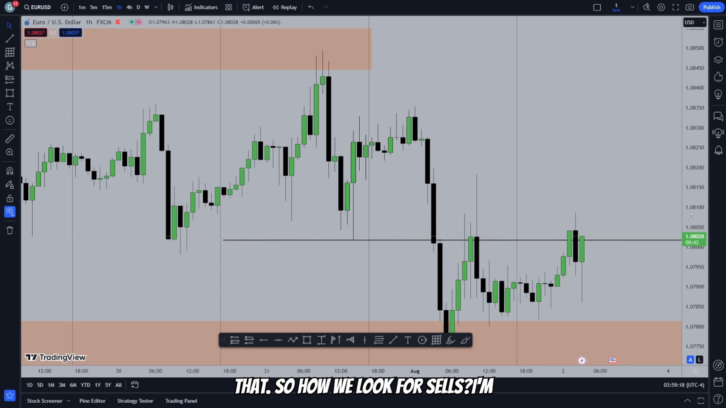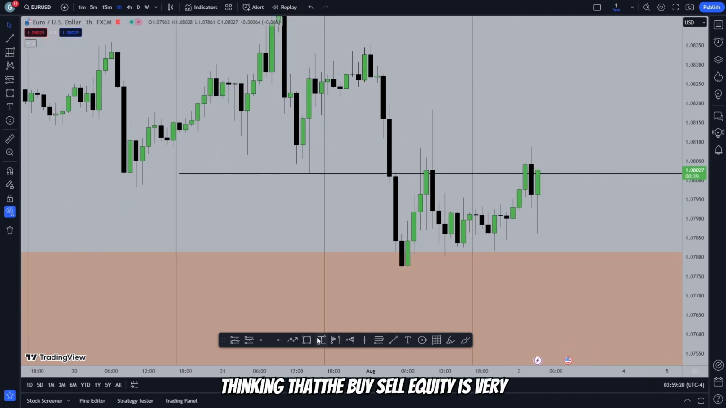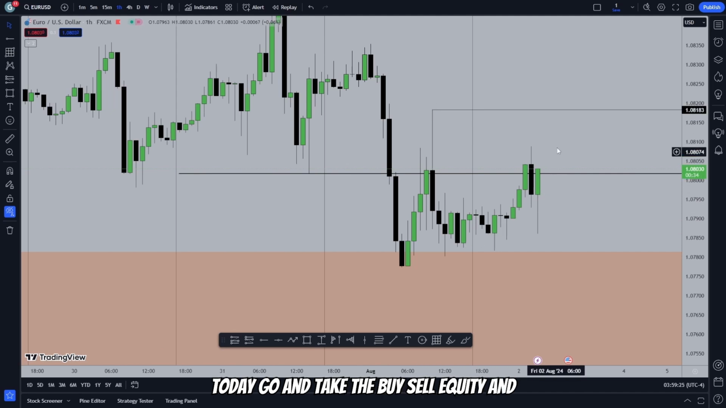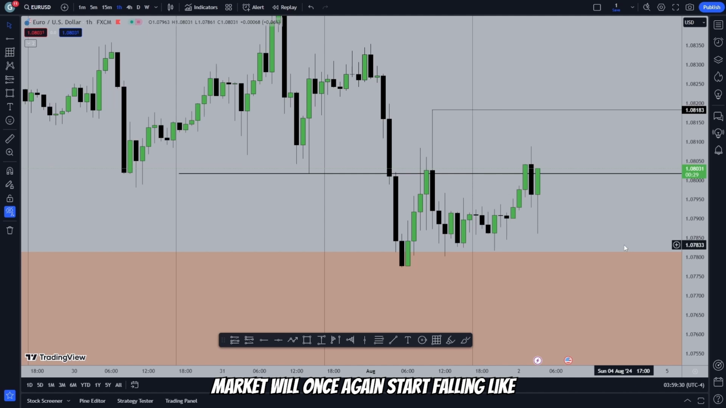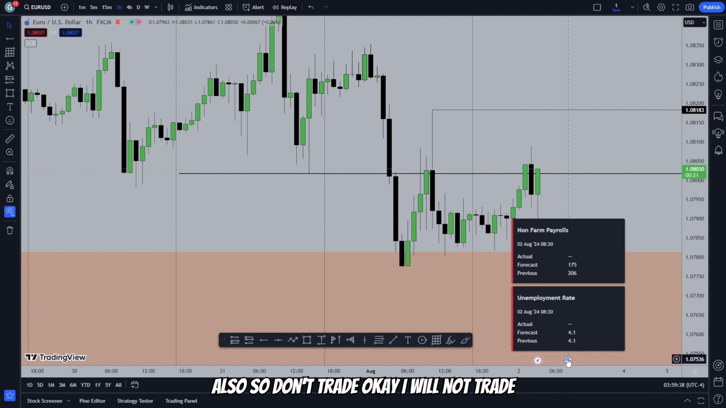So how will we look for sells? I'm thinking that the sell side liquidity is very far away, so I think price will go and take the sell side liquidity, and the market will close, and on Monday the market will once again start falling. Like this is what will happen in my opinion. And there's some non-farm payroll news also, so don't trade. I will not trade because this is big news, NFP, so nobody trades on this news.